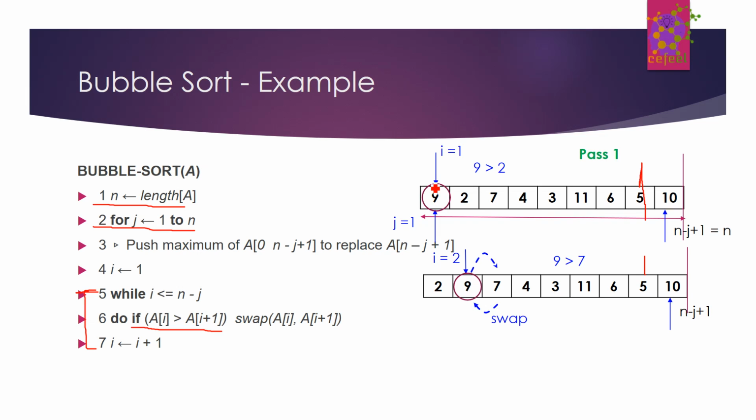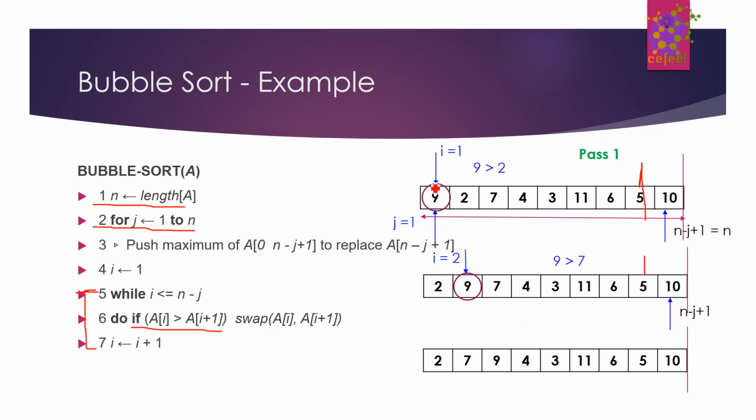So let's do the swap. We do a swap and we end up with this array, in which we have 2 7 9, and the rest of the elements stay the same. Now we go to step 7 again, which means we increment I to the next value. So I now becomes 3, it was at 2.